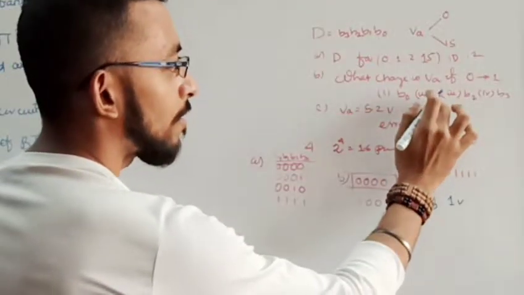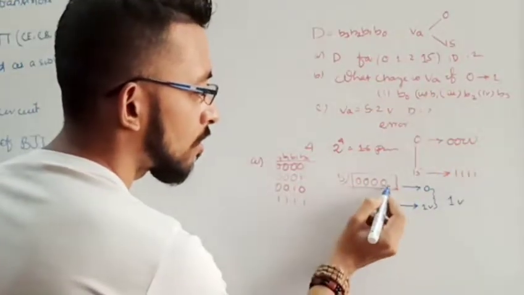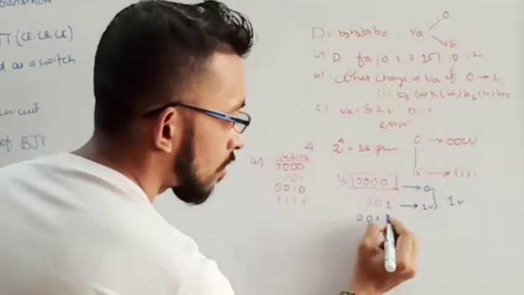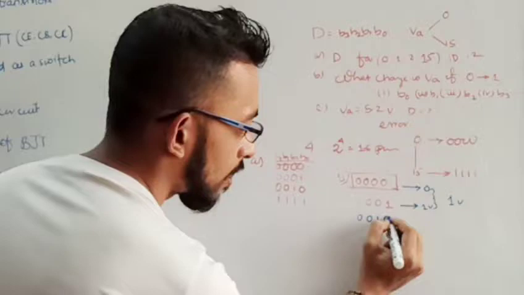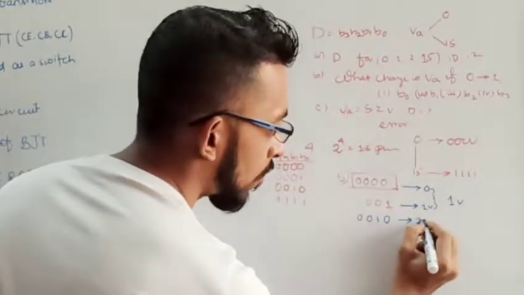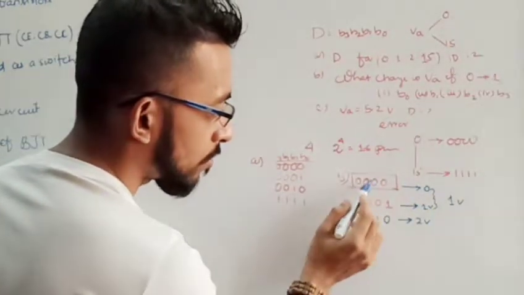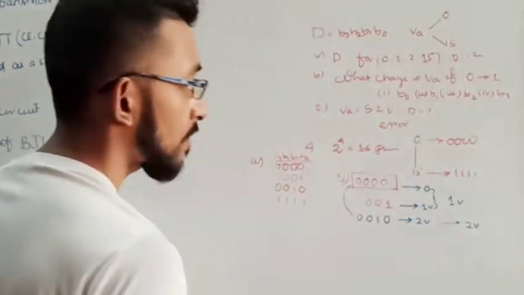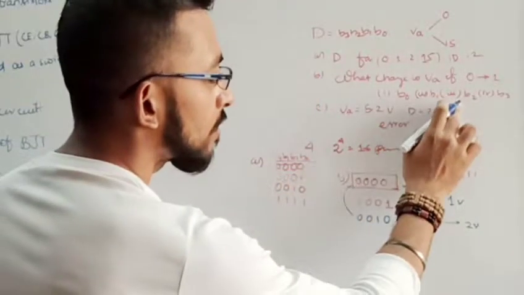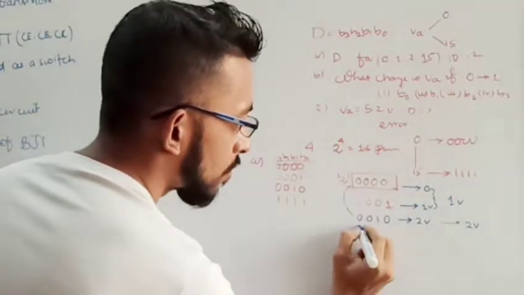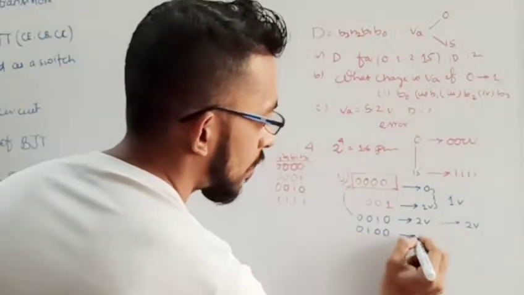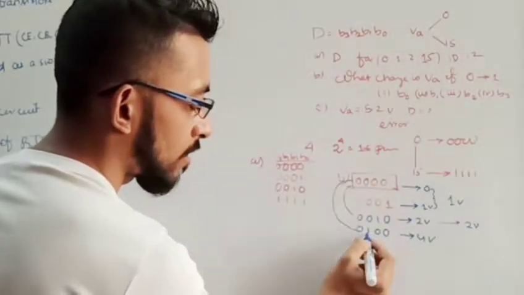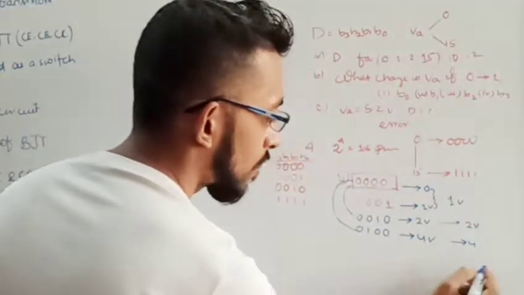Now, if I change my B1, this is 0 0 0 0. So this is my B1. I will change my B1 from 0 to 1. This value is nothing but 2 volt. So what is the change from this reference value to this value? It is nothing but a change of 2 volt. Third, I will change my B2. This is my B2, so 0 1 0 0. It is nothing but 4 volt. So what will be the change from this reference to this? It is nothing but my 4 volt.